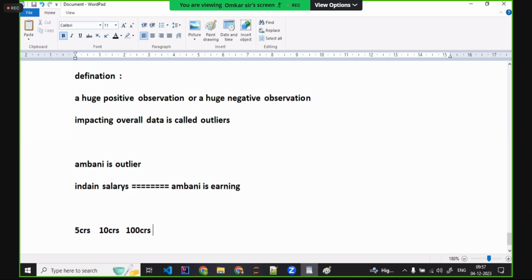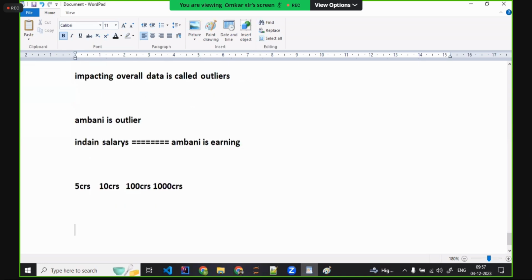Are you getting what I'm saying? So what is the cutoff point? What is the rule and regulation? You can't say blindly that Ambani is an outlier. Yes, Ambani is an outlier because he is earning 10 crores per year, or let's assume 1000 crores per year. Then what is the cutoff? Those earning more than 10 crores a year, you can call an outlier. That is your definition of outlier.